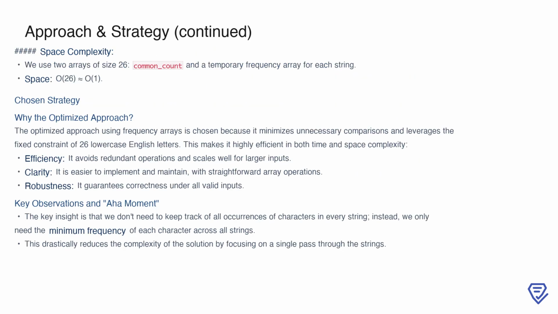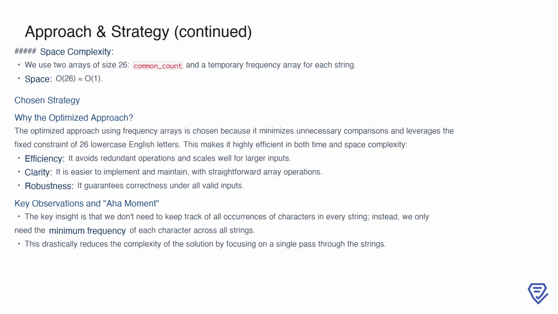In terms of space complexity, this optimized approach is highly efficient. We only use two arrays of size 26, common_count, which tracks the minimum frequencies, and a temporary frequency array for each string. Since the size of these arrays is fixed and independent of the input size, the space complexity is O(26), which simplifies to O(1) in big O notation.